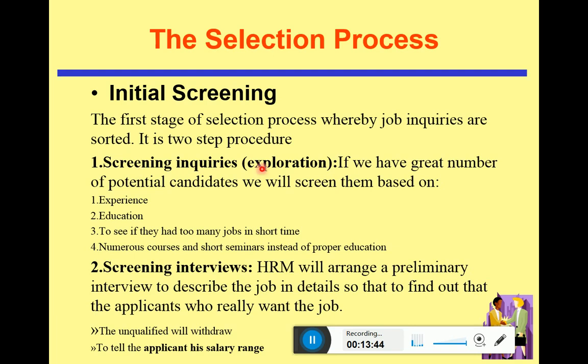Now screening inquiries is basically the exploration process. Exploration means they find out, search out what? Search out about the CVs of the people, the contents regarding the CVs. If we have a greater number of potential candidates, we will screen them based on experience, education, and so many other factors. Let's suppose the organization has received many CVs. As I told you, the organization's HR department searches the job inquiries. They began sorting, exploring and searching the CVs that came to the organization. Now what do they basically search?